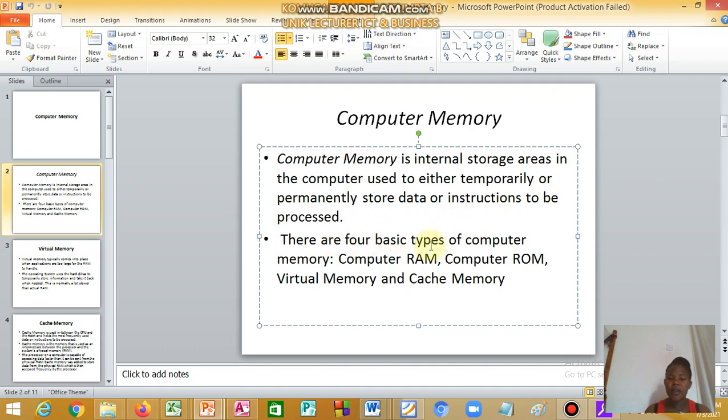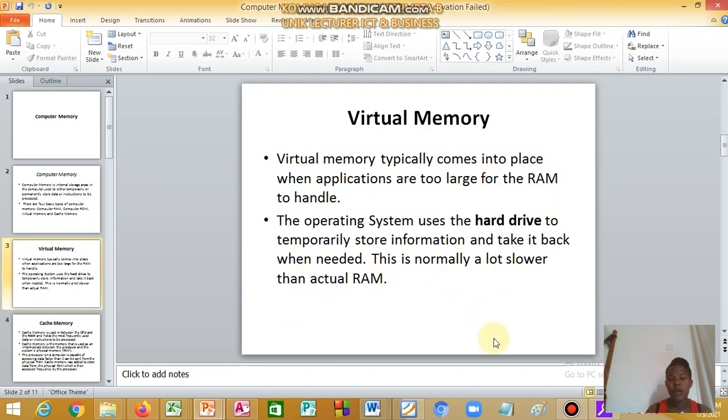There are four basic types of computer memory, and here we have the computer RAM or the random access memory. We have computer ROM, the read-only memory. We have virtual memory and cache memory. And when we talk of virtual memory, it typically comes into place when applications are too large for the RAM to handle. So the operating system uses the hard drive to temporarily store information and take it back when needed.